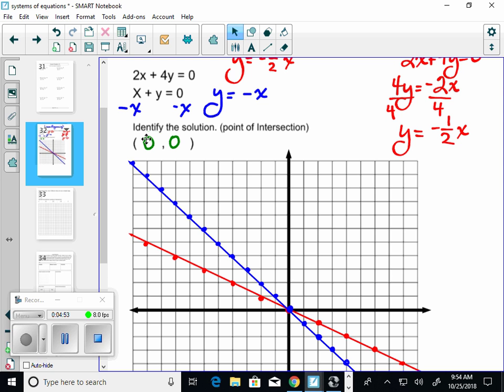So go ahead and take a minute, glue this in. Fold it in half, glue it in. I'm bringing you another paper.